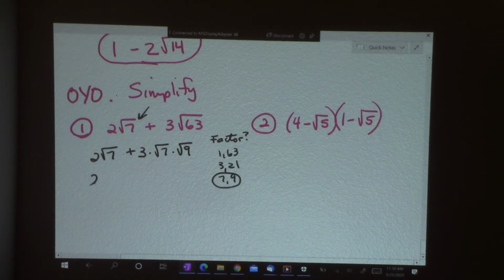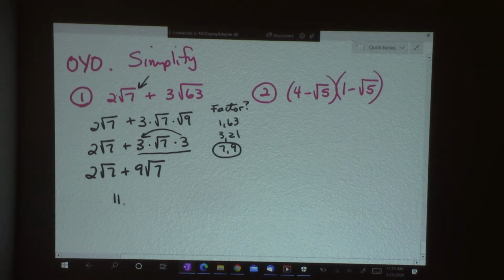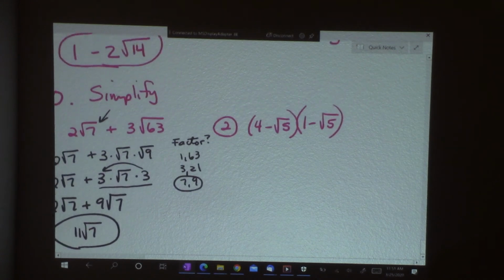Okay, so then I'm going to have 2 square roots of 7 plus, now this simplifies to 3. Now remember, all 3 of these numbers are part of the one term. So I can combine them where I can. So 3 times 3 is 9, 9 square roots of 7. And then I'm going to add them together, which is 11 square roots of 7 because they both have the same square root.